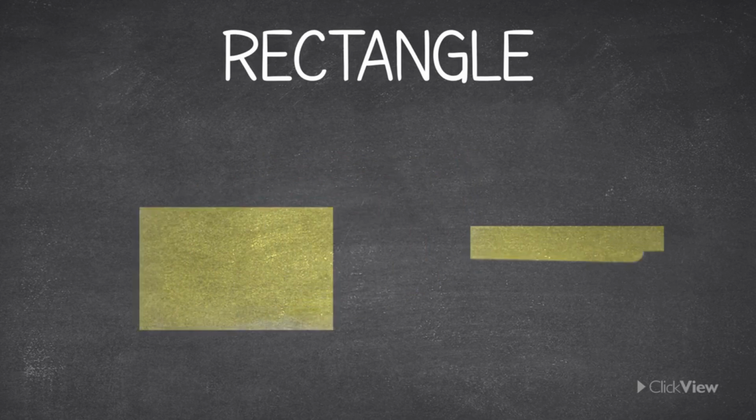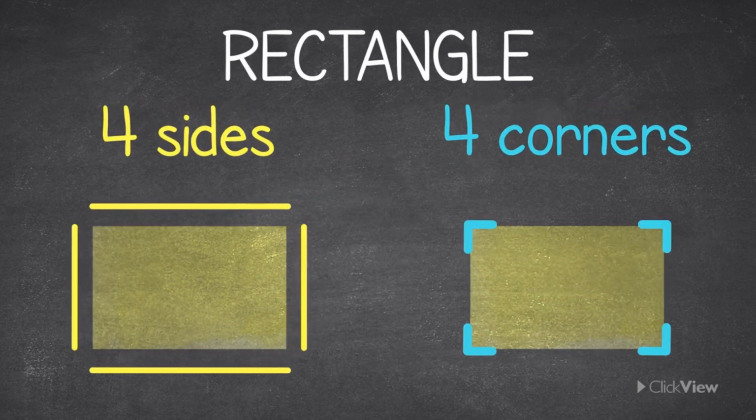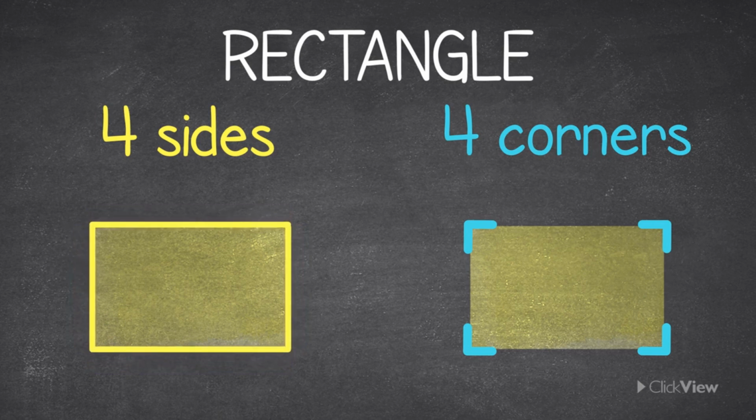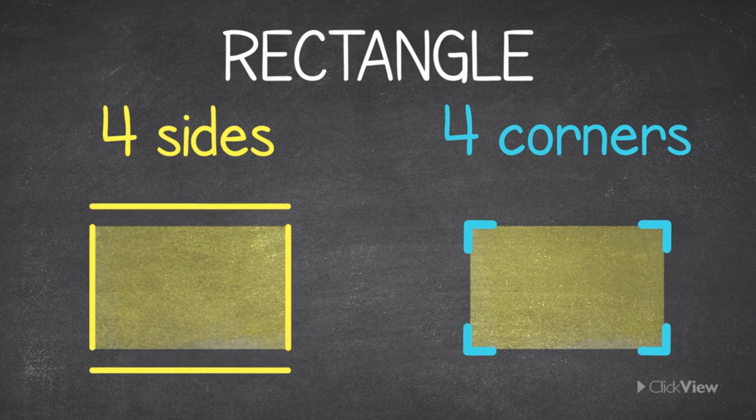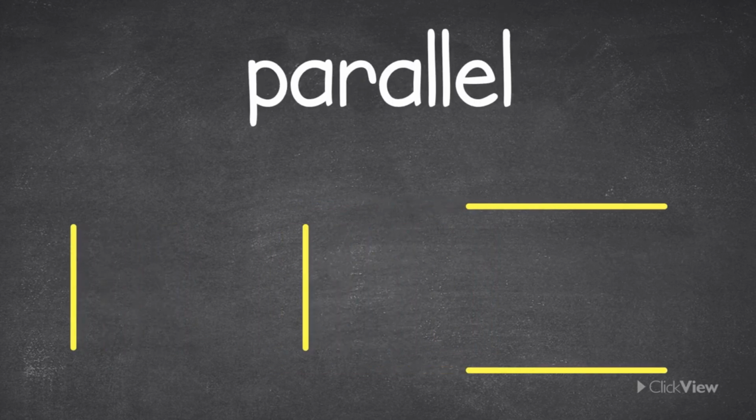This shape is a rectangle. Can you see its four sides and four corners? Rectangles have two pairs of sides that are the same length and opposite to each other. These sides are also parallel.